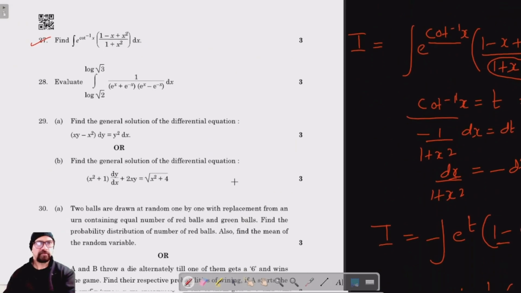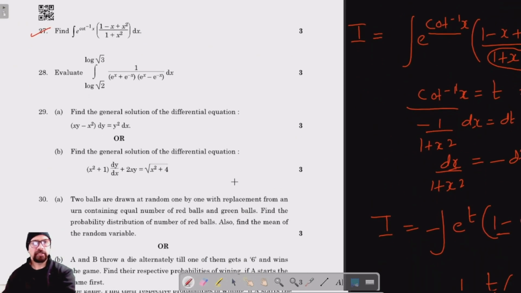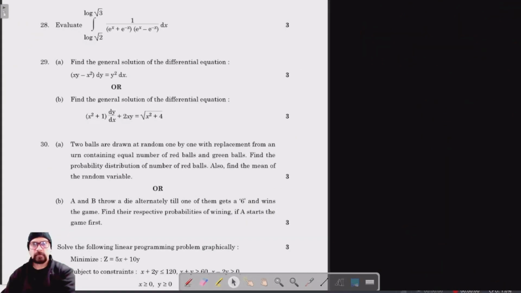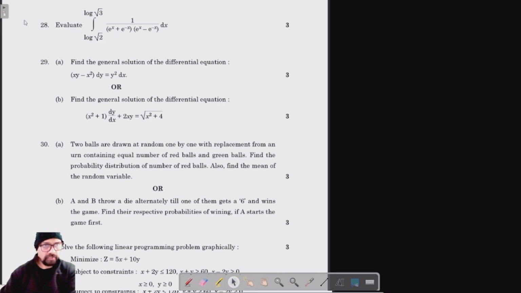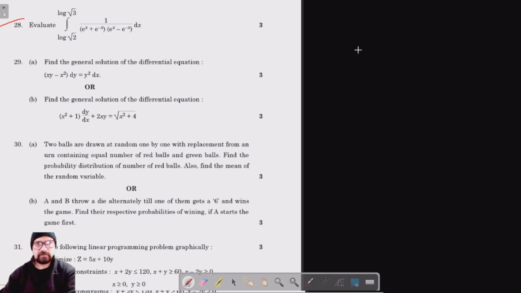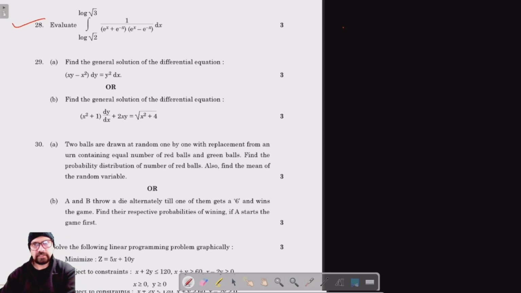And this is the integration of question number 27. Let's move on to question number 28. For question number 28, we have to find the integral with the limits log root 2 to log root 3. Let's try to get it simplified first, and evaluate it without the limits.